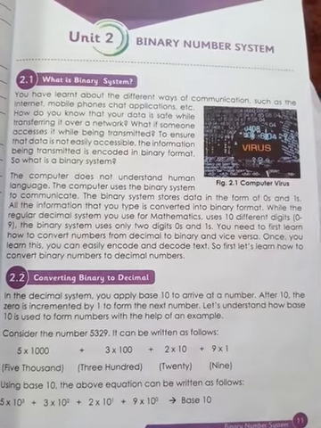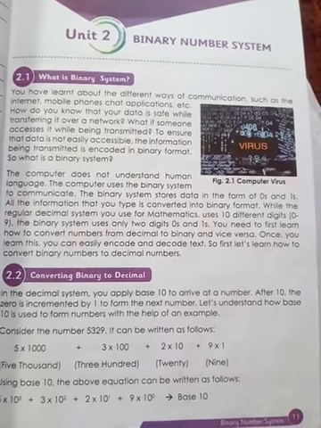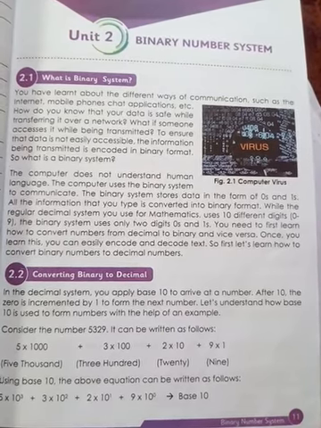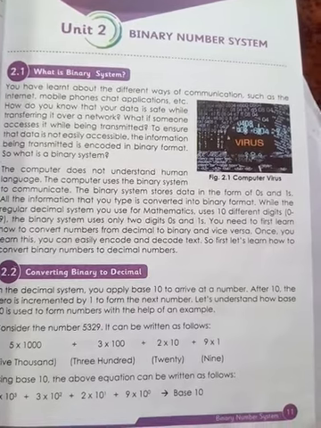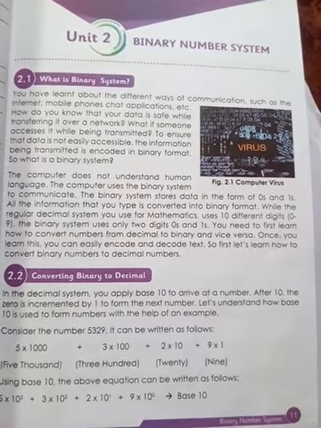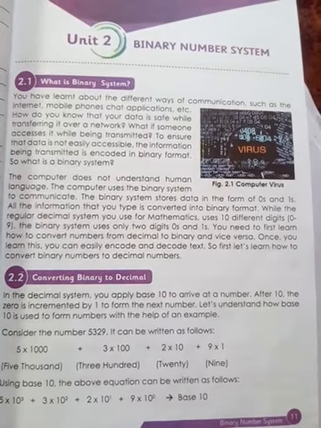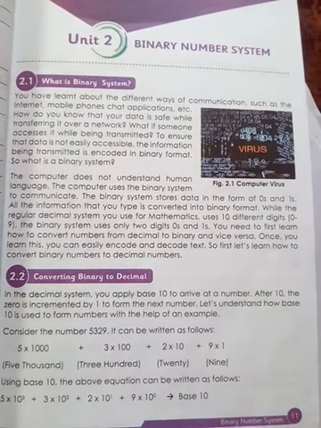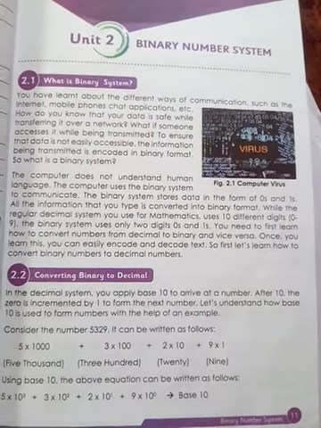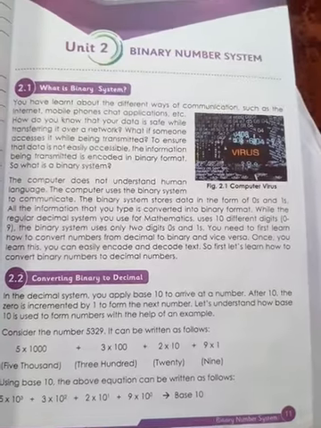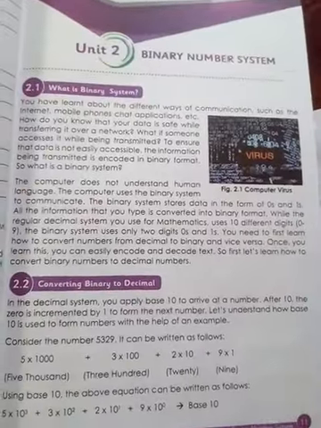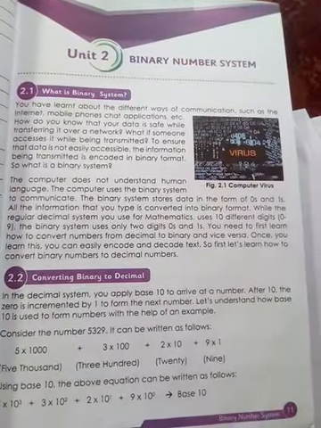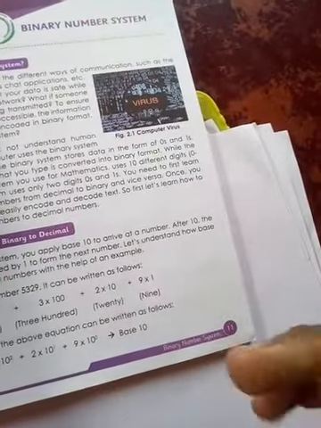All the information that you type is converted into binary format. Whatever you type will be converted into binary format, that is 0 and 1. In the regular decimal system, which you use in mathematics, you use 10 different digits, that is 0 to 9. The binary system uses only 2 digits, that is zeros and ones.